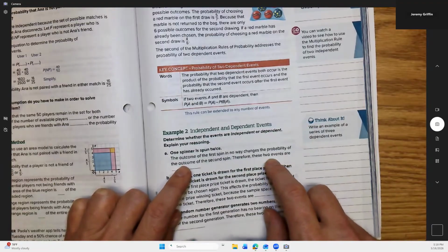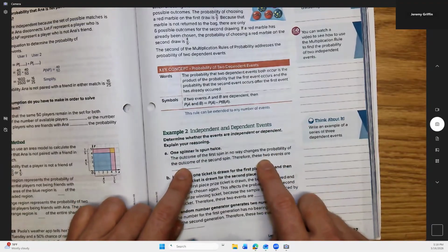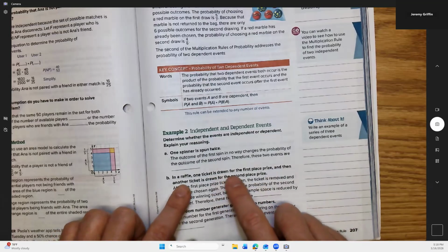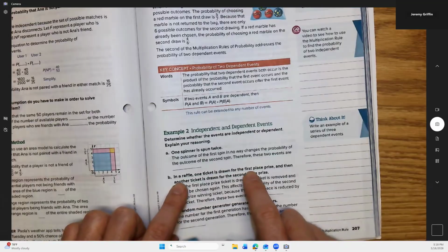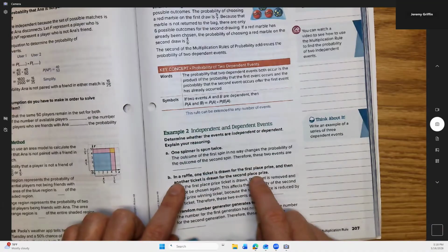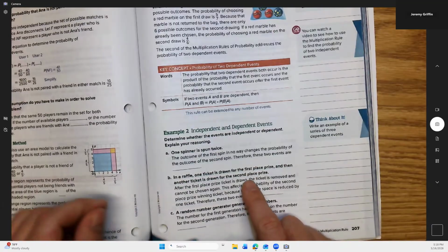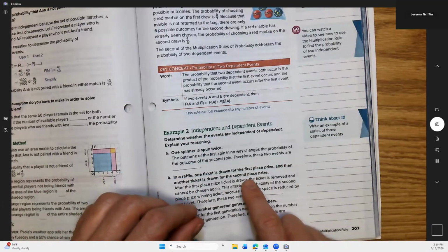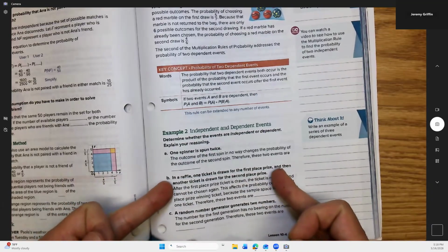I mean, maybe you can make a case, but basically independent. So we're going to basically treat this as independent. In a raffle, one lottery ticket is drawn for first place, and then another ticket is drawn for second place. Once you draw the first ticket, as long as you don't replace it, the second case would be dependent on the first, because now the first guy can't also win second place. Right? Now, if you replaced the raffle ticket, then you're back to the beginning again, and now we're back to independent. So this is probably going to be dependent.